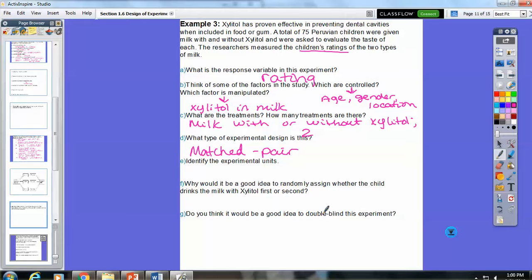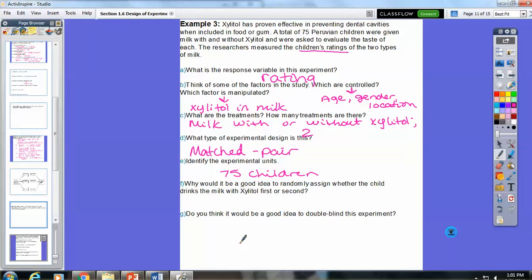Is there any blinding in this one, do you think? Yeah, probably single or double, what do you think? Probably single. The researcher probably knows which one they're drinking, but the child doesn't. Okay, who are the experimental units? Children. Yep, the 75 children.